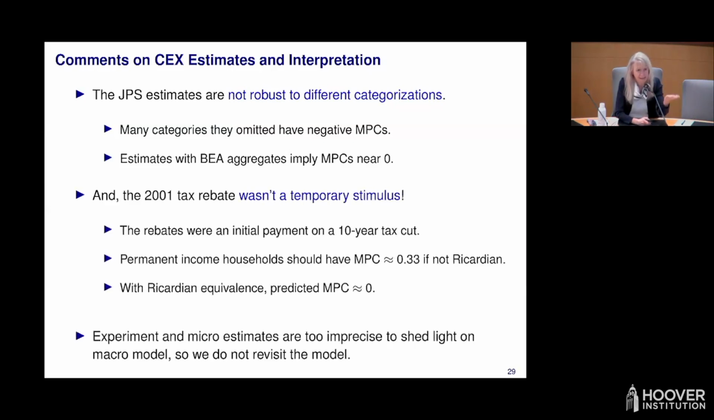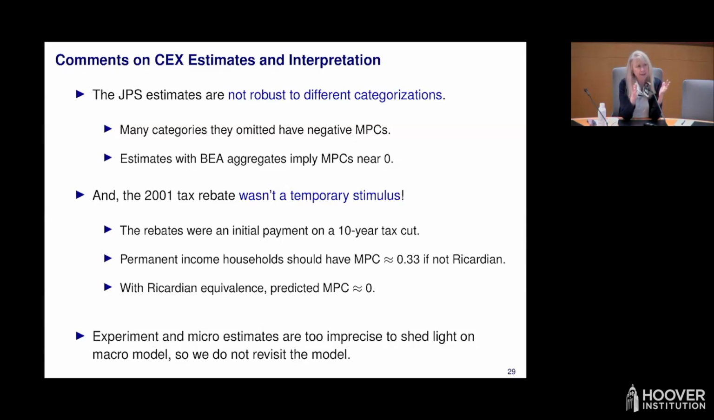The other thing, as Ken mentioned, and in the process of doing this, we figured out, oh my goodness, the 2001 rebate wasn't a temporary stimulus. It was an initial payment on a 10-year tax cut. Even forward-looking optimizers, if they don't take into account the government budget constraint, should have an MPC of, say, approximately 0.33 if they're not Ricardian. Now, if they're full Ricardian consumers, then it should be close to zero.